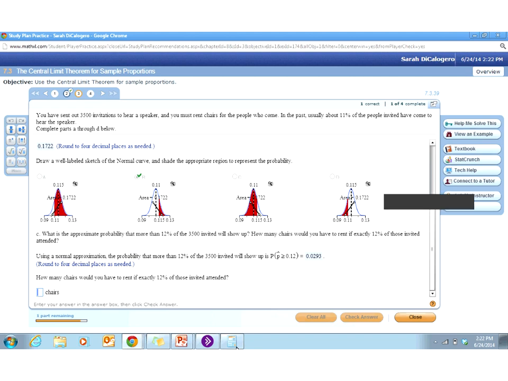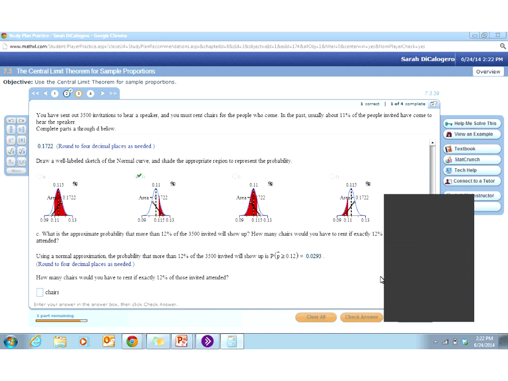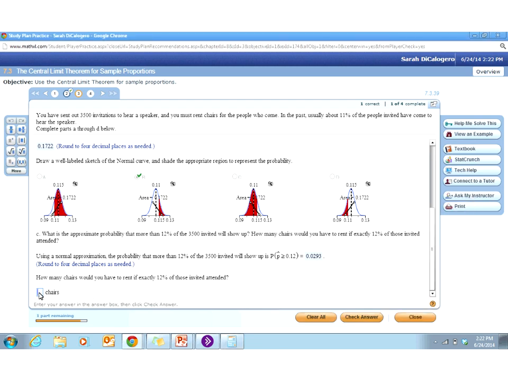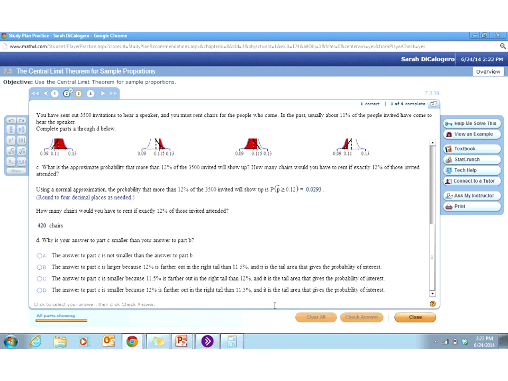How many chairs would you have to rent if exactly 12% of those invited intended to come? Well, to find out the number of chairs, all I need to do is take that 12% times the number invited, 0.12, because we need a number of chairs, times 3,500, 420 chairs.